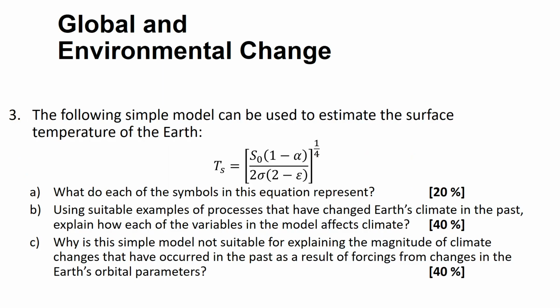It's all about this model, which I was referring to quite a lot in the lectures, basically a model that describes the surface temperature of the Earth. It's split into a number of parts. So the first part, fairly straightforward. What do each of the symbols in this equation represent?